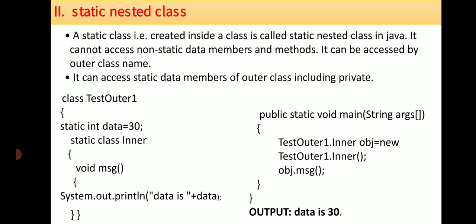Like TestOuter1 is the outer class name, dot, because it is a member of an outer class, dot, we are using the inner class to create an object. TestOuter1 is the outer class, dot Inner is the inner class name, followed by an object, equal to new TestOuter1.Inner. If we write it in this way only, we can create the object, and then we can access the member of the inner class using this object, like obj.msg; the message function you can access like this. If we run this program, we will get the output as data is 30.